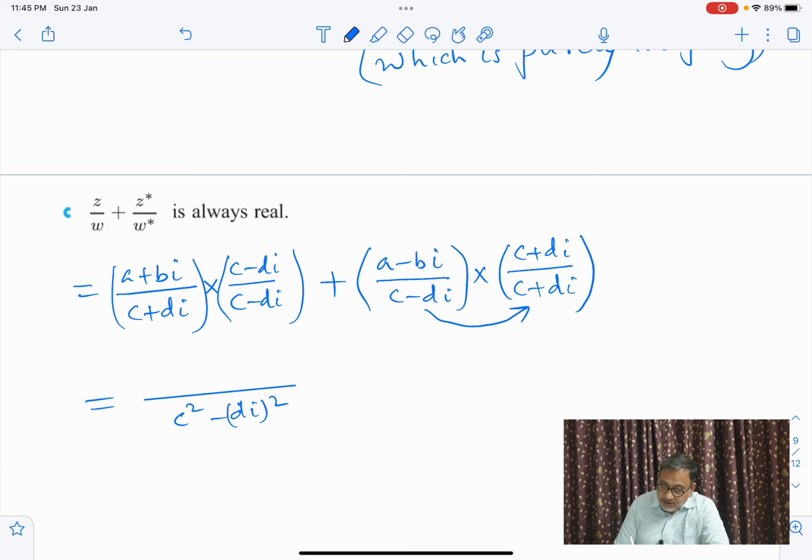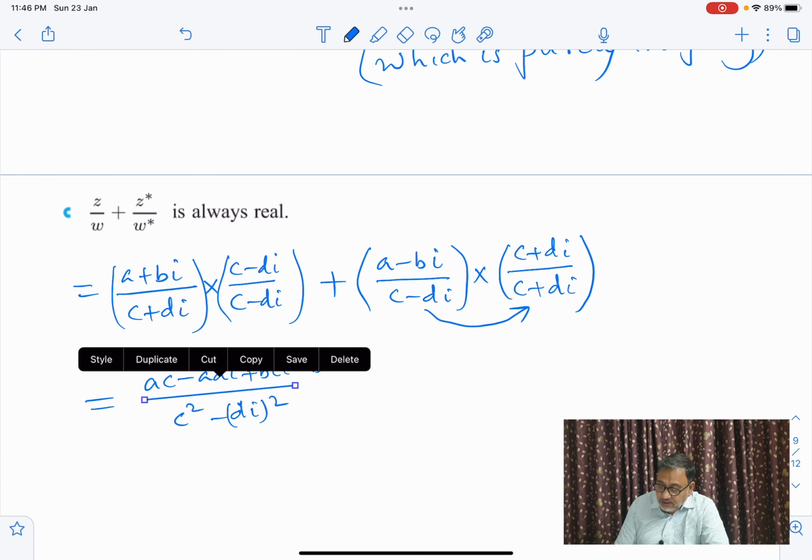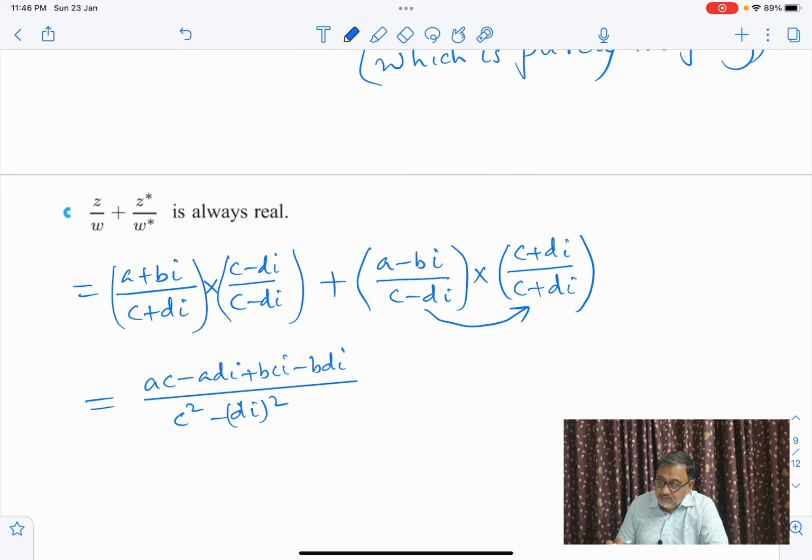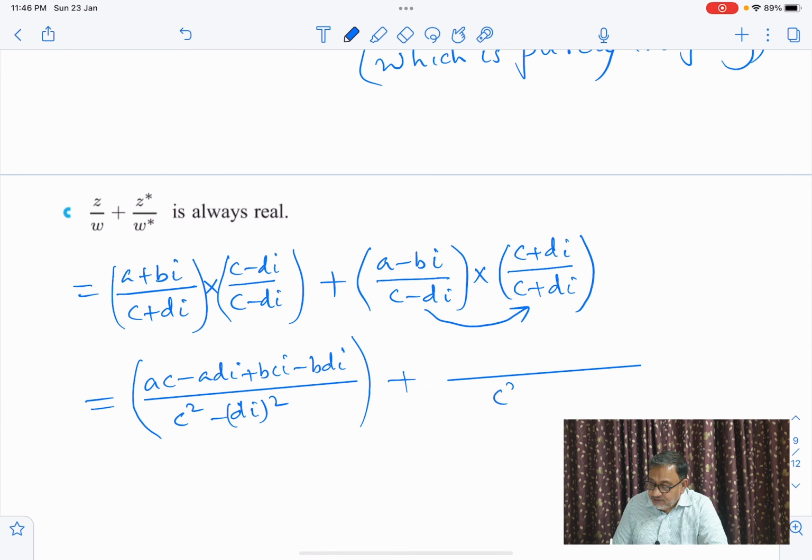Numerator I will have to multiply and open it. So AC minus ADI. Okay, so look here, AC minus ADI. So I wrote that. Now I will write BCI minus BDI square. So plus BCI minus BDI square. I will extend the denominator. This is all together now. Plus here also the denominator will be C square minus DI bracket square.